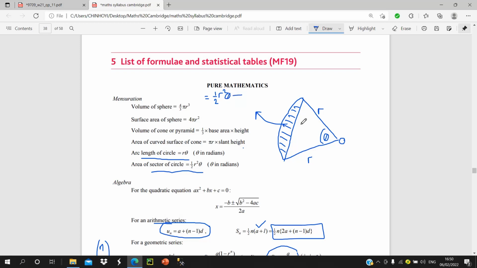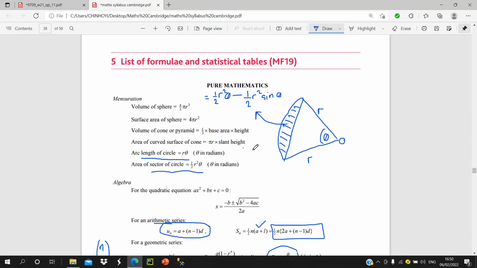Then we say minus the area of the triangle. As you can see, here is the triangle. We can use the formula for the area of a triangle, which says half side by side sine theta. So it will be half r times r. You are going to get half r squared, then sine theta. This is the formula for calculating the area of a triangle.